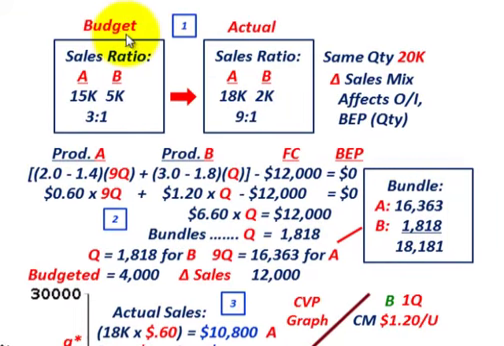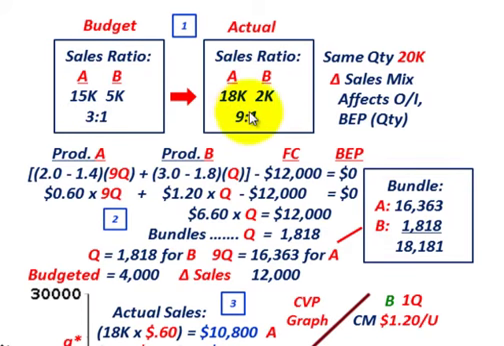So we had our budgeted amount, our sales ratio. That was A, 15,000, or a 3-to-1 ratio. That was what we had in our budgeted amounts between A and B. Now we look at our actual sales for the period. We have to determine our sales ratio there. We were budgeted to sell 15,000 of A. We actually sold 18,000 of A. But in product B, we were budgeted to sell 5,000. We actually sold only 2,000 units of product B.